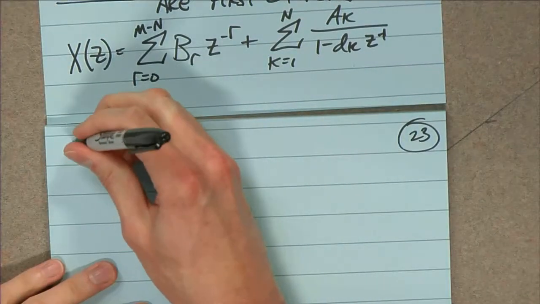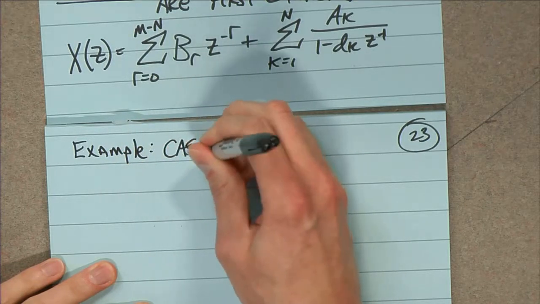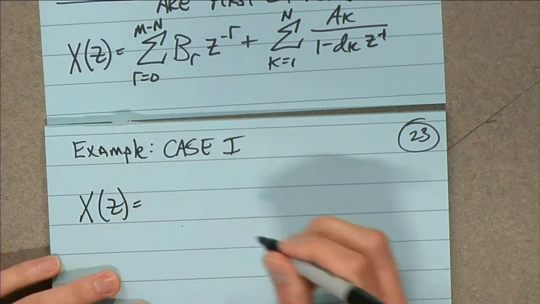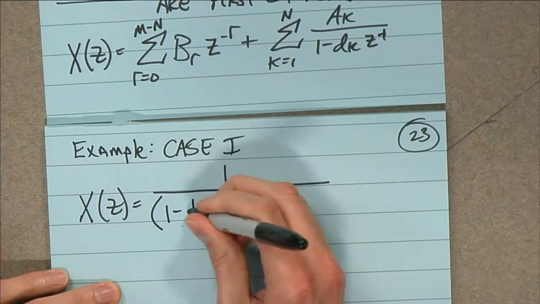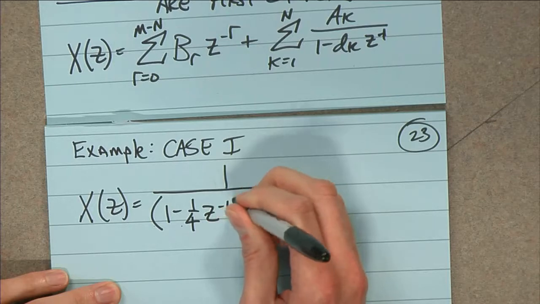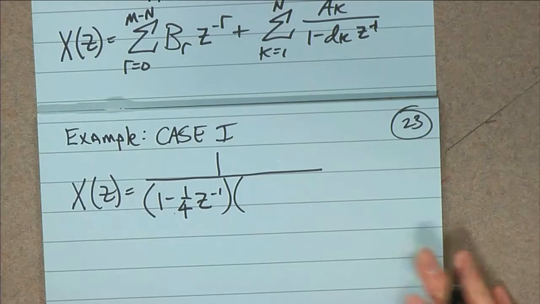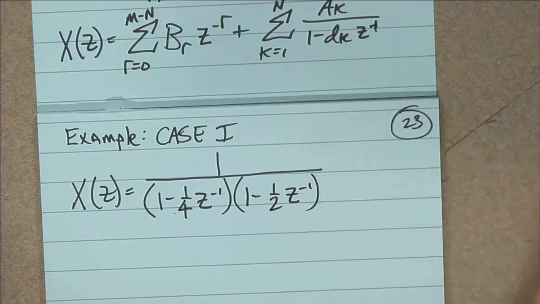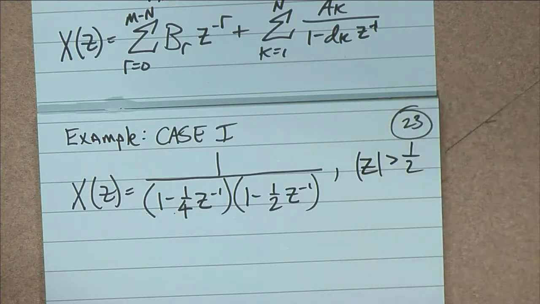So let's do an example for case 1. So we'll use this x of z, and there's our x of z, there's our region of convergence.